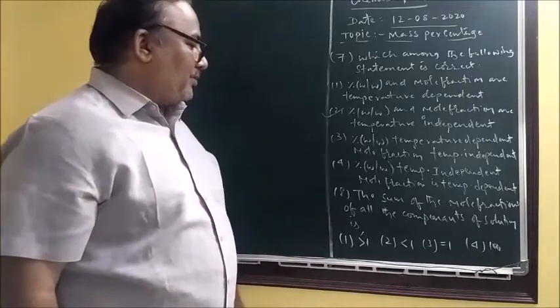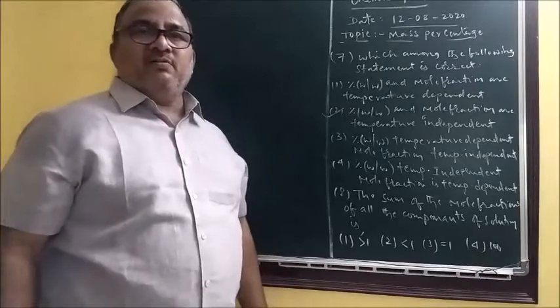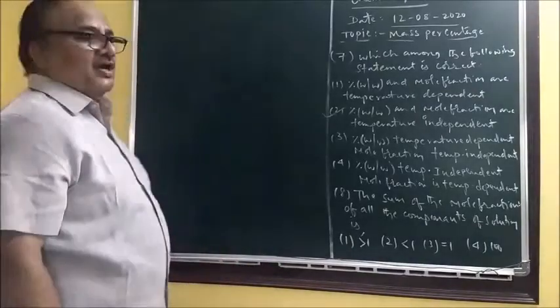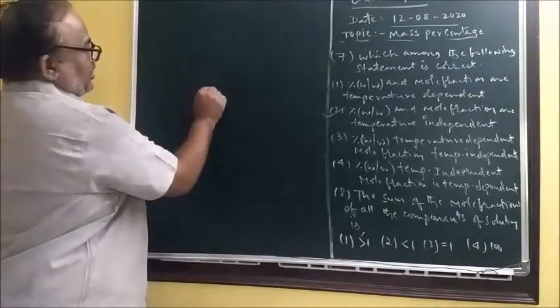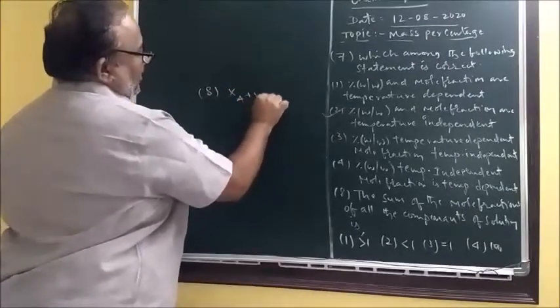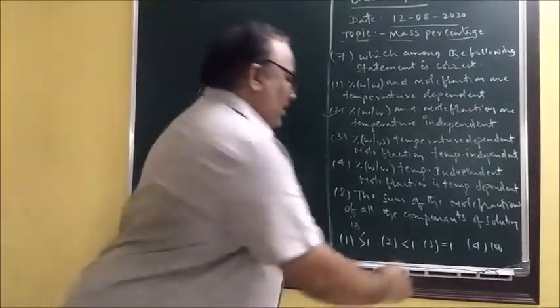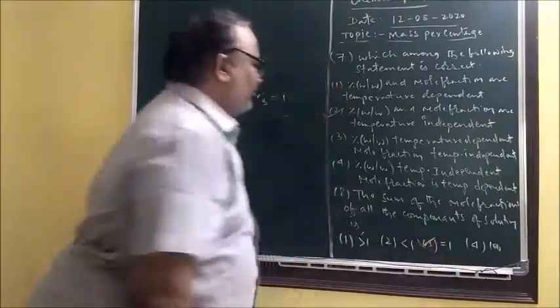Next, eighth one. The sum of the mole fractions of all the components of a solution. You know that the sum of the mole fractions of all the components of a solution, XA plus XB is equal to 1. Therefore, third option is correct one.